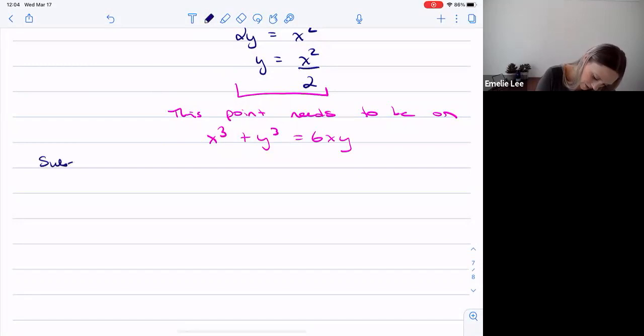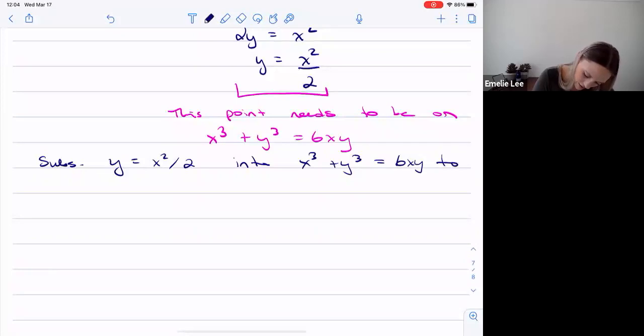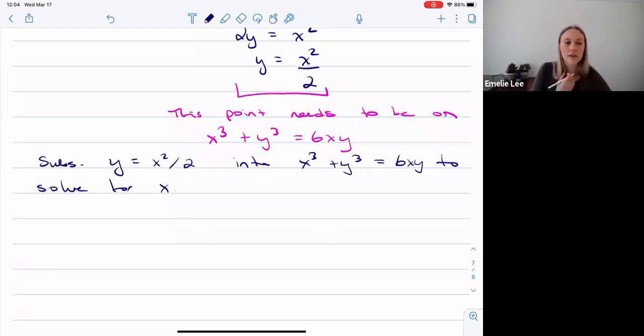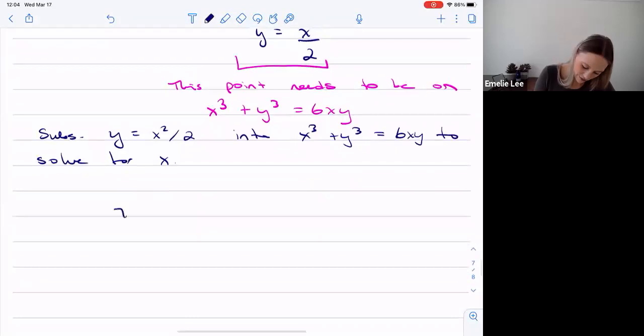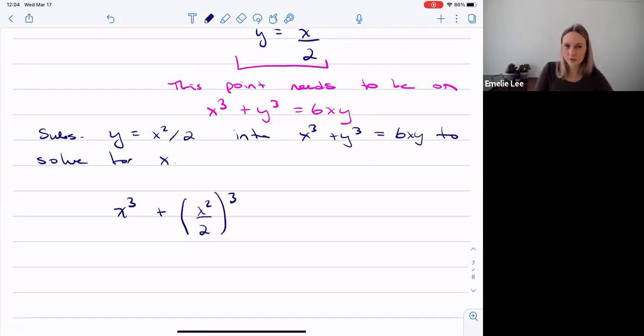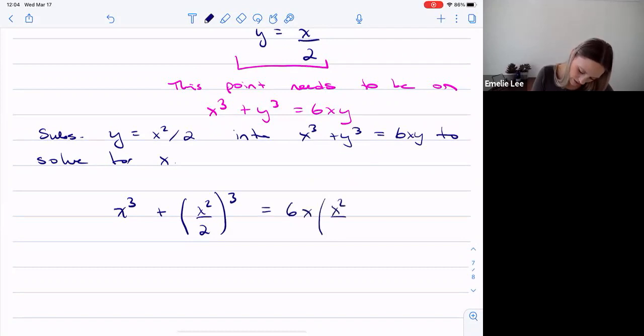So we can substitute y equals x squared over 2 into x to the 3 plus y to the 3 equals 6xy to solve for x. Okay, there we go. So I have x to the 3 plus x squared over 2 to the power of 3. Right, just substituting y with x squared over 2, equals 6x times x squared over 2.